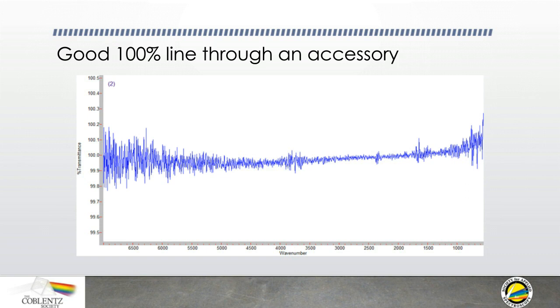Now, a couple of questions. Why is it more noisy? Because when you put an ATR accessory into the sample compartment, it is attenuating the light, so you're going to see more noise. But it's at 100%, it's very flat, and we're seeing some minor changes that are due to carbon dioxide changing. Very good 100% line to look at.